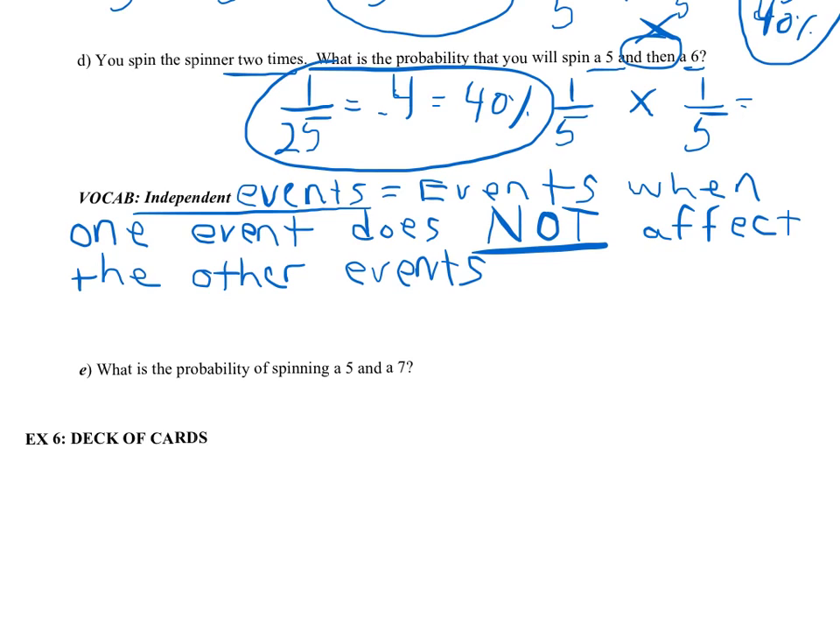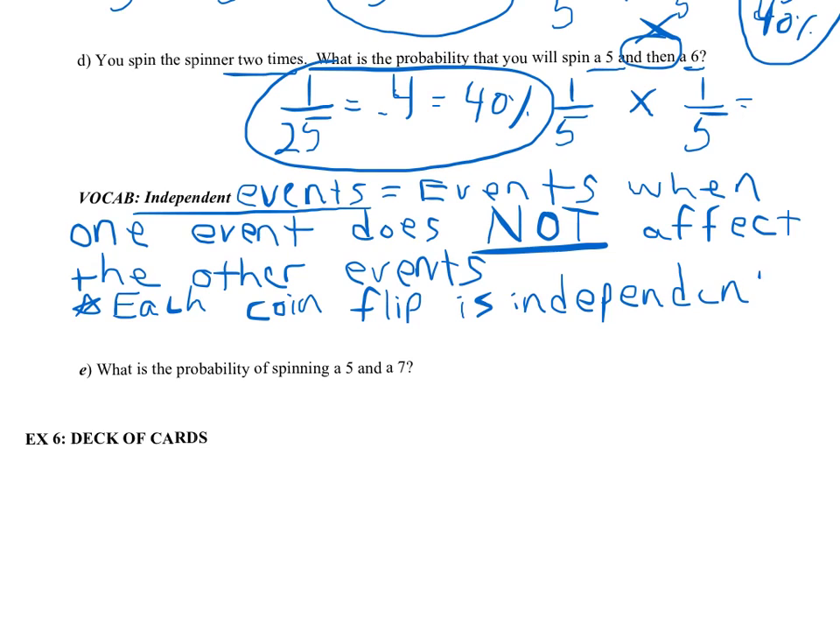And let's actually get that down. I think a coin flip is a good example to get down. So let's write: each coin flip is independent of the flip before it. And we'll go over some more examples of those. We'll see some more.